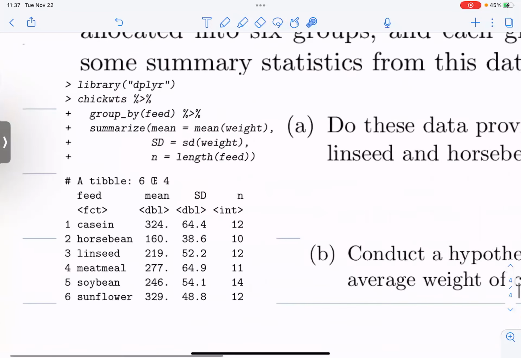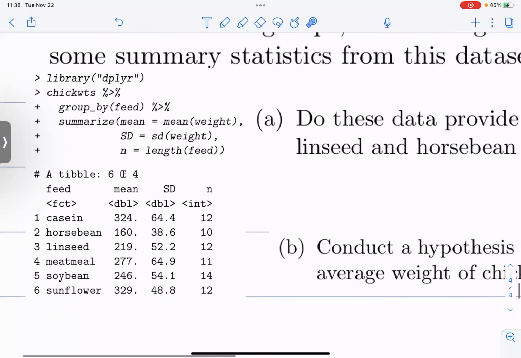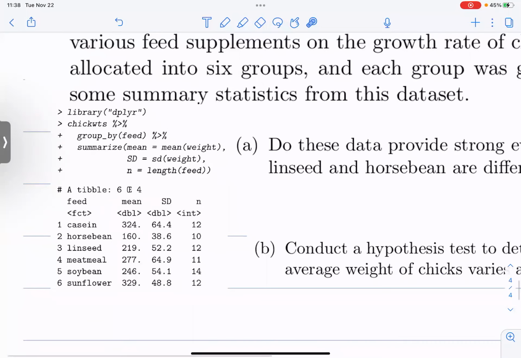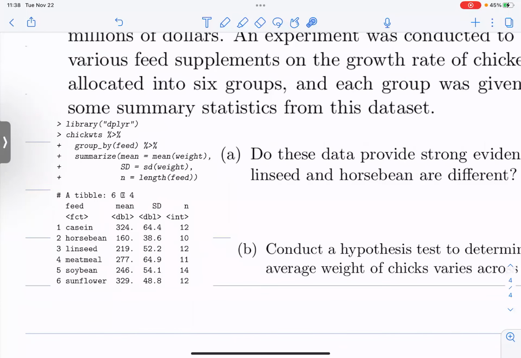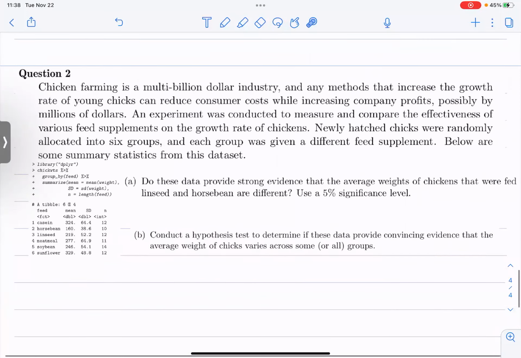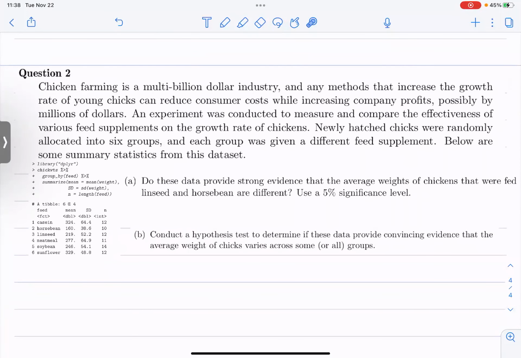So, and I couldn't figure, I think it's casein? I don't know how to say it. I know how to say horse bean though. Horse bean, linseed, meat meal, soybean, sunflower. Those are the different feed options that they were given. And the chicks, kind of between 10 and 14 chicks were allocated into each group. Probably a sad backstory why there's only 10 in the horse bean group, but that's not for me to say. All right.